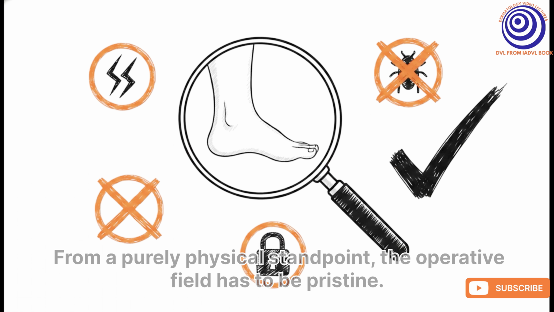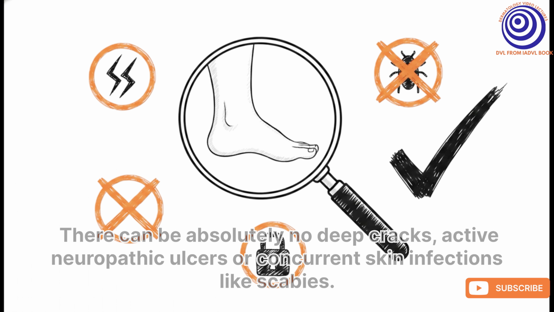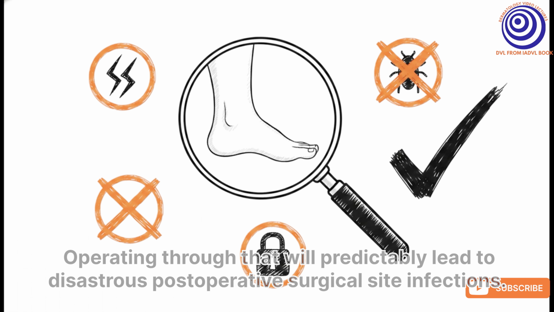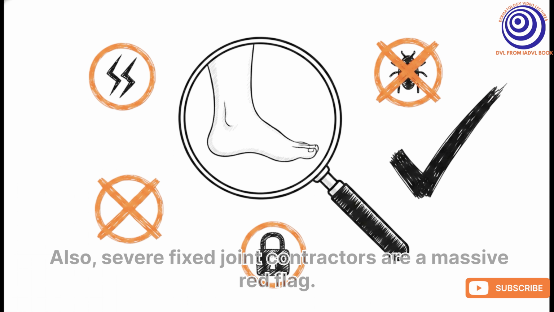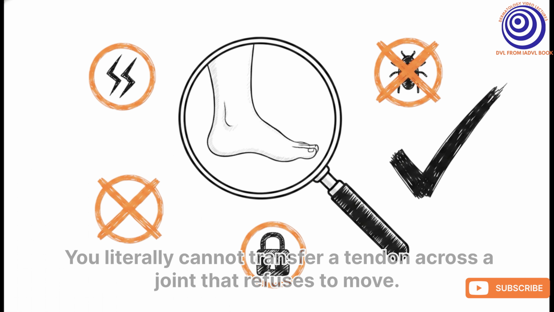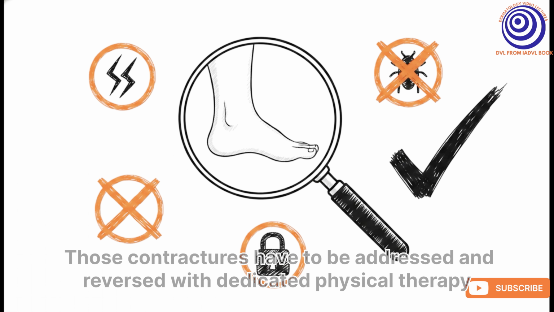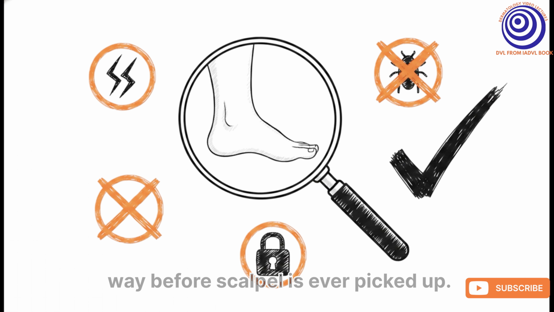From a purely physical standpoint, the operative field has to be pristine. There can be absolutely no deep cracks, active neuropathic ulcers, or concurrent skin infections like scabies. Operating through that will predictably lead to disastrous post-operative surgical site infections. Also, severe fixed joint contractures are a massive red flag. You literally cannot transfer a tendon across a joint that refuses to move. Those contractures have to be addressed and reversed with dedicated physical therapy way before a scalpel is ever picked up.